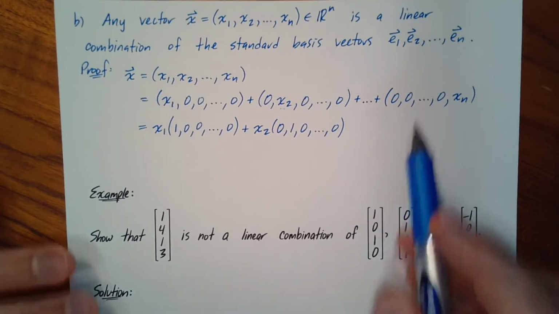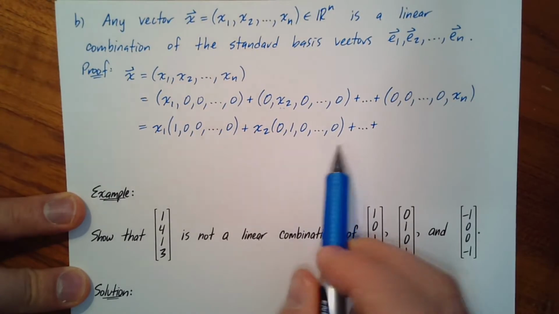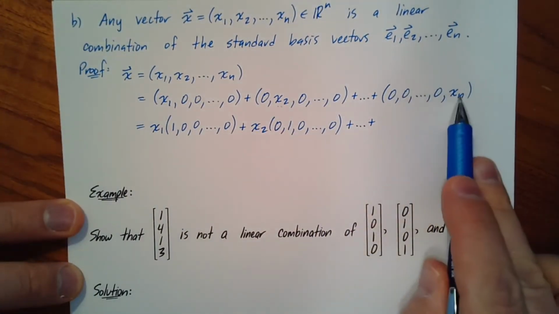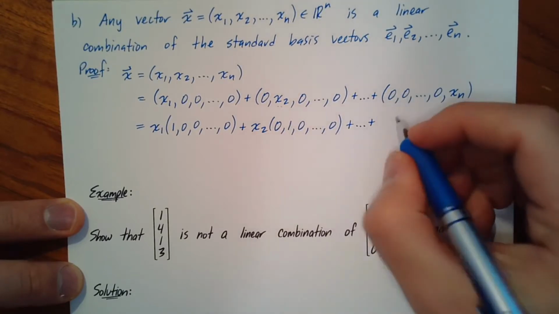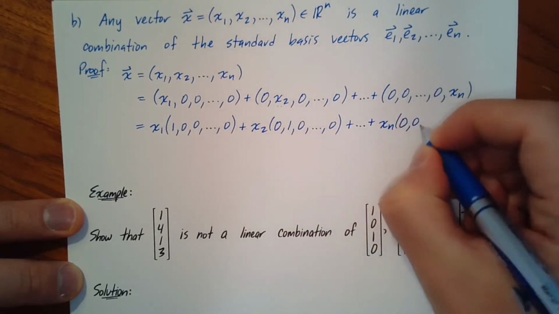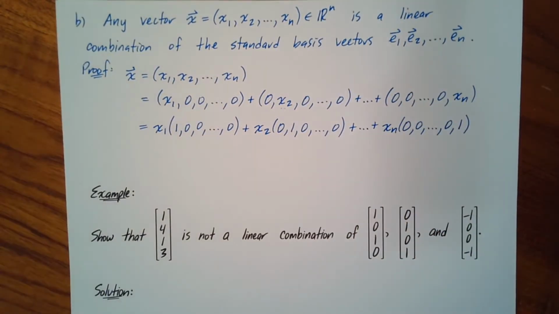So that works. And then do the same thing for the last one. And so on and so forth through every single vector in the list. With this last one, if I pull the xn out of that vector as a scalar multiple, I'm going to have xn times 0, 0, all these zeros won't change, and then I'll have a 1 for the final coordinate.